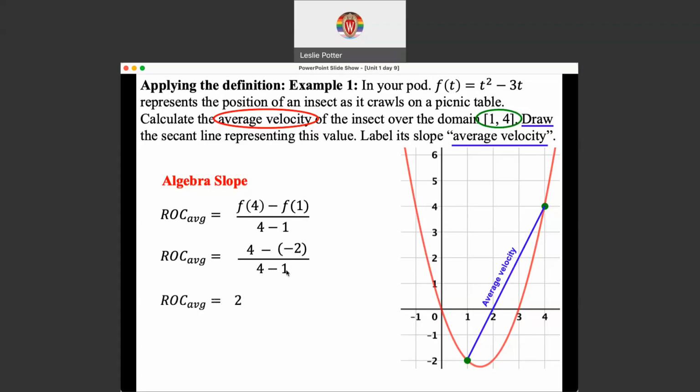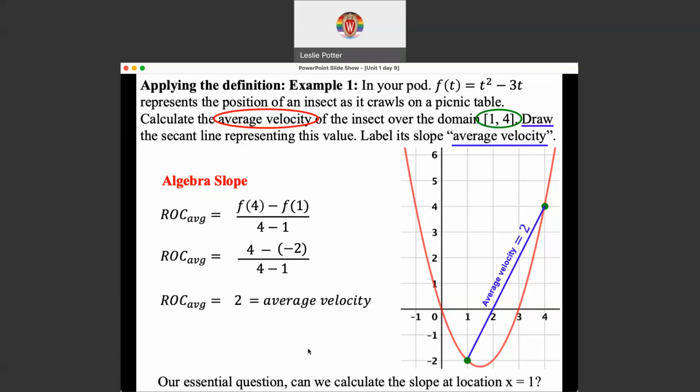4 minus 1 is 3. 6 divided by 3 is 2. So this slope is 2, right? And we can see that. We can go up 2 over 1, up 2 over 1, up 2 over 1. So we know that that slope is 2. So that's the average rate of change. I don't see any units indicated, so we don't need to put units on the answer. If there were units, we'd need units on the answer. So that's average velocity. It's what we did in algebra all the time.